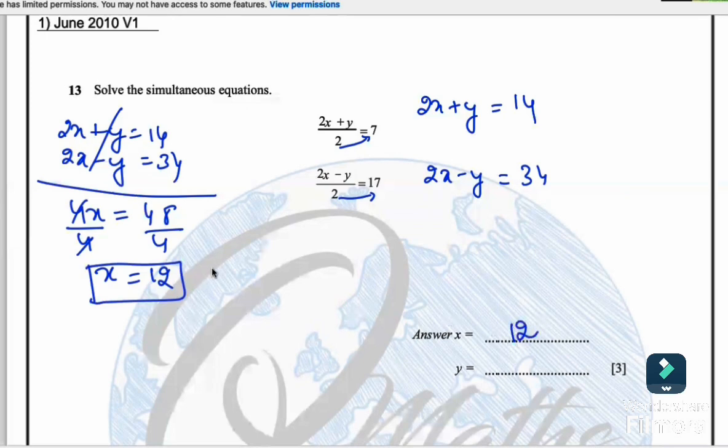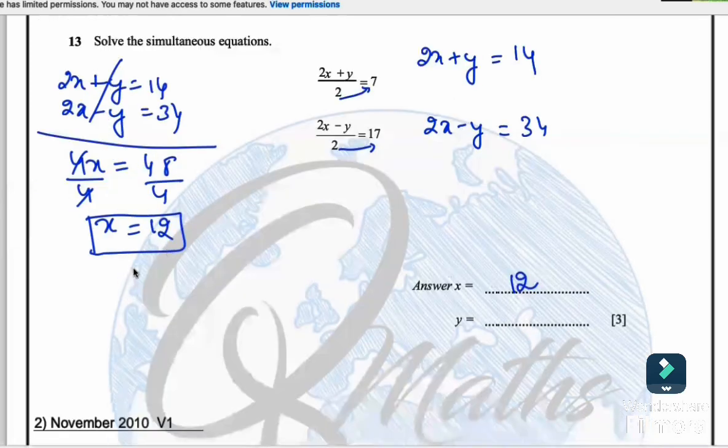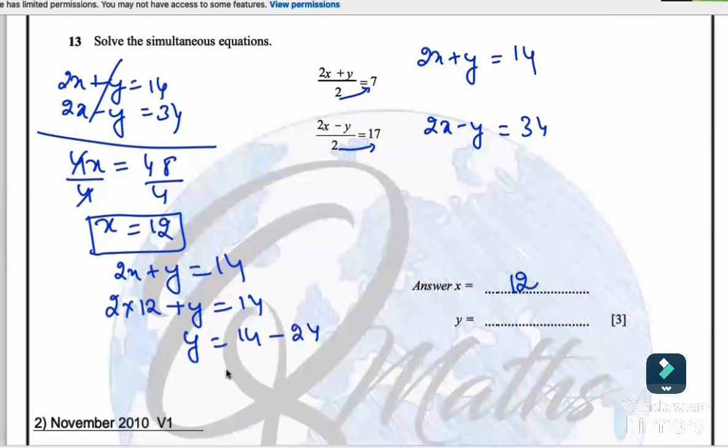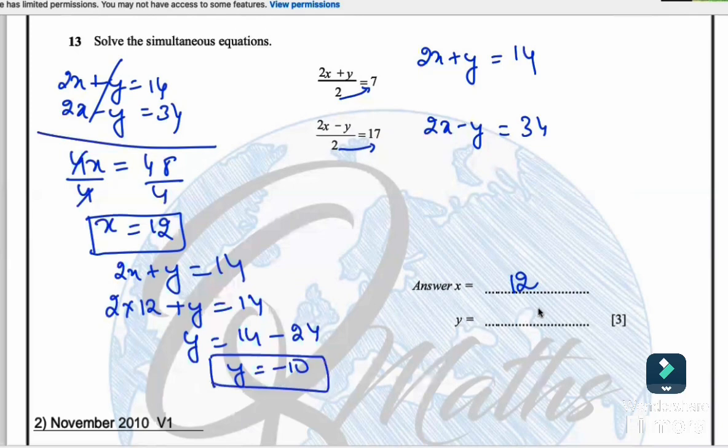So let's find out the value of y. Let's take any one equation from here. Therefore, 2x plus y is equal to 14. So 2 into 12 plus y is equal to 14, or y is equal to 14 minus 2 12s are 24. Therefore, y is equal to minus 10. All right, so we received y as negative 10.